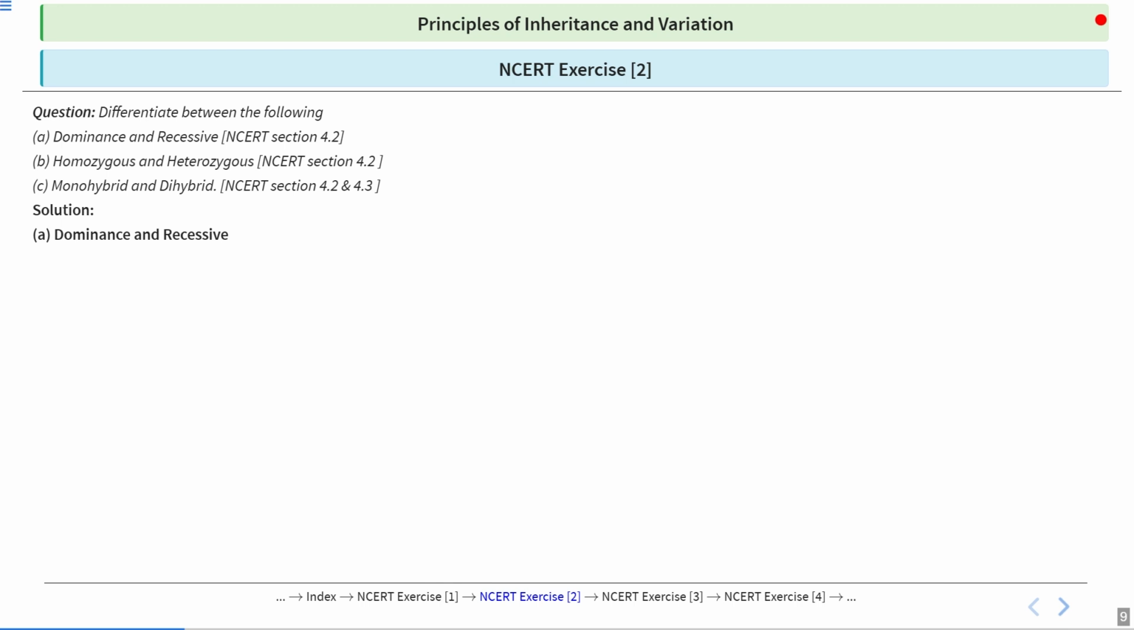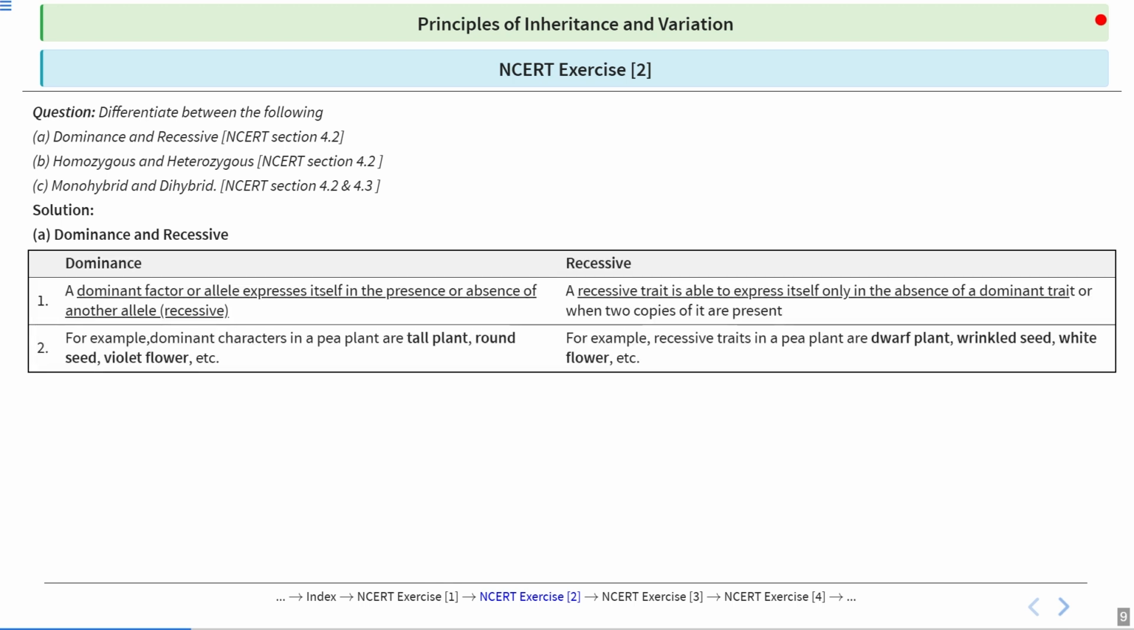So let's talk about dominant and recessive first. This is a table showing you the difference between dominant and recessive. A dominant factor or allele expresses itself in the presence or absence of another allele, which is the recessive allele. So a dominant allele will mask the expression of the other allele. It's clear? So it expresses itself whether the other allele is present or absent. Also, this dominant factor will be expressed.